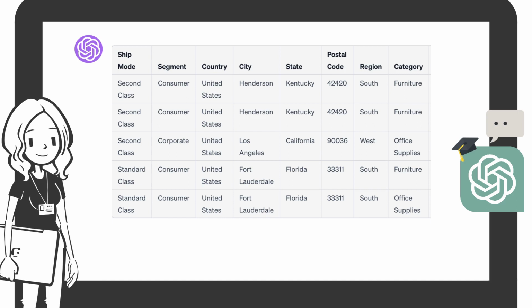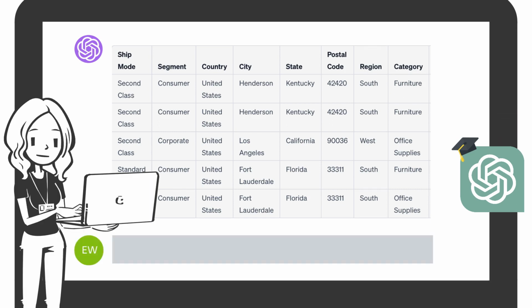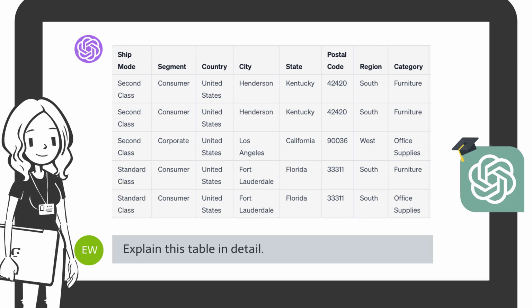If you're not sure about anything in the table, you can always ask me. Try typing, explain this table in detail. All right, let me give that a try. Explain this table in detail. Sure, I can provide a brief description of each column in the table.